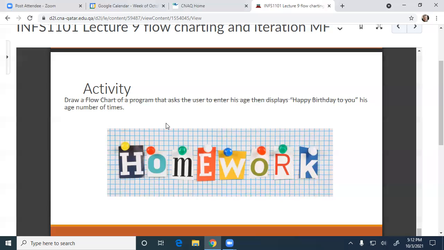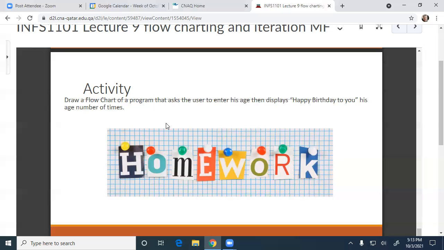Now counter is equal to 1, because we added 1 to it. Then we go here. Is count less than the age? Count is 1, age is 5. So count is still less than the age, so we print happy birthday again. Now we've done happy birthday twice. Count is 2. Is count less than age? Yes. So we print happy birthday again.